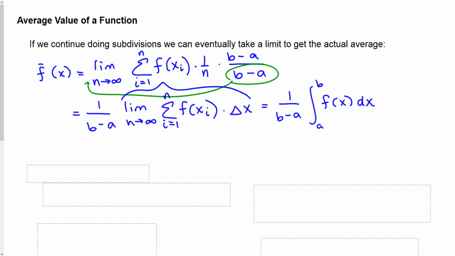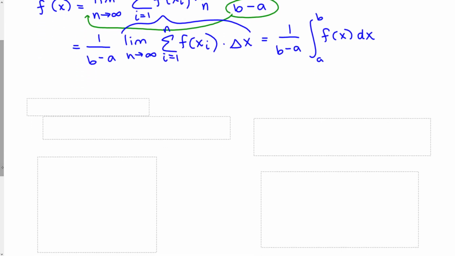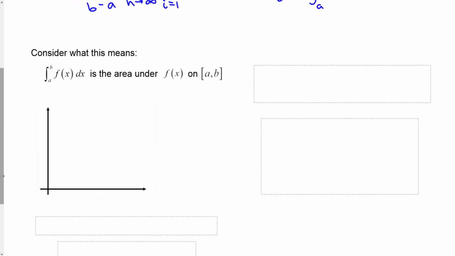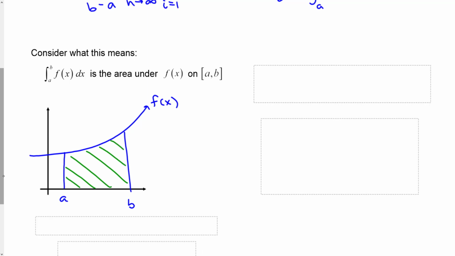Now I want you to consider what this means. So this is the area under f of x on the interval from a to b. Okay, so we know what that would look like. Here's some function f of x. Here's some interval from a to b. Now, that integral is the total area under the curve from a to b. We've established that well enough at this point. The width of this interval is b minus a.